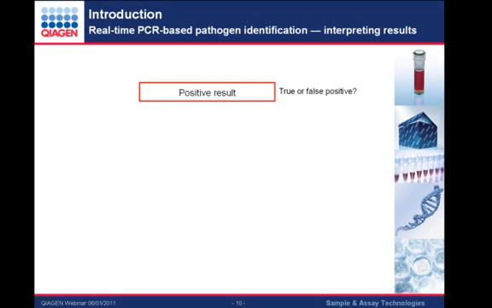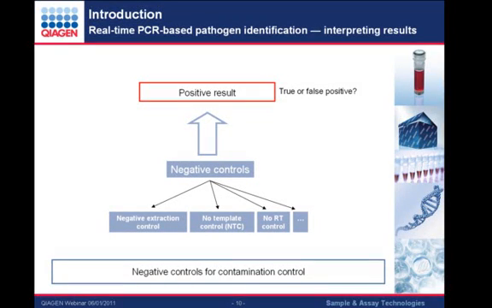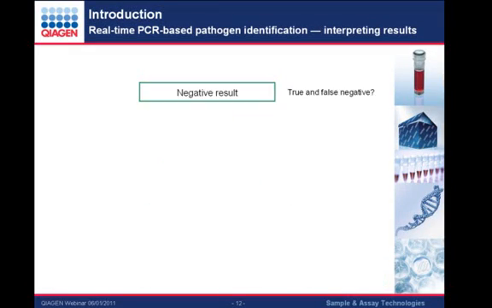Let me show you some examples of real-time PCR interpretation. It is commonly known that such a sensitive method as real-time PCR requires the use of controls that rule out false positive results which might be caused by contamination. This is done by use of negative controls, such as no template controls or negative purification controls. And these controls will verify that the positive result is a valid positive result and is not caused by contamination.